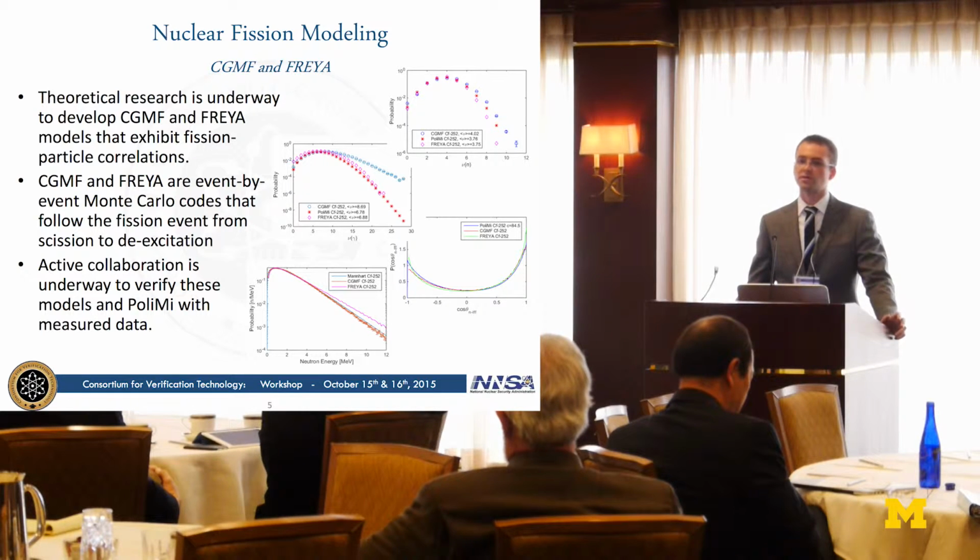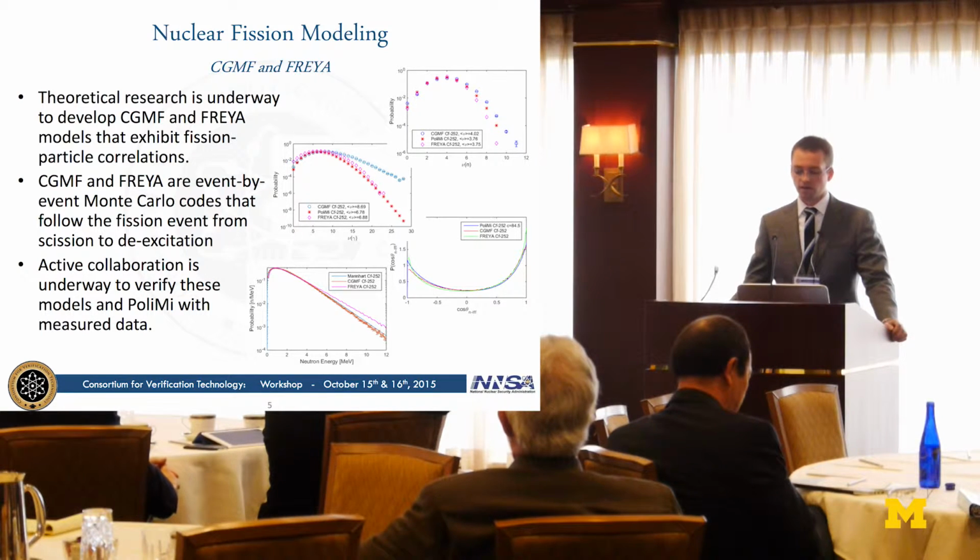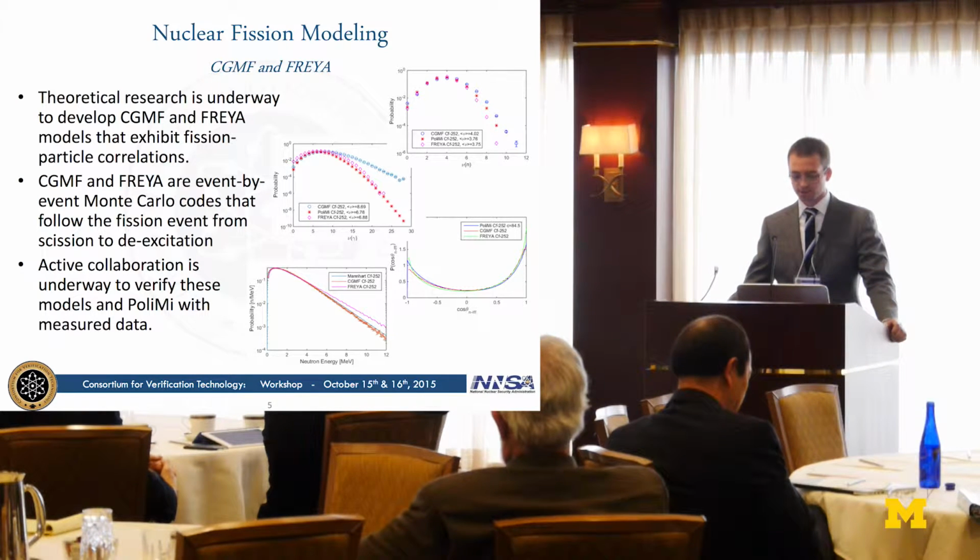So these codes attempt to follow fission in a more physics-based way than current models have. They do not look at averages necessarily, and active collaboration is underway to verify these models with Polimi and with measured data sets. As you can see in the figures, these different codes have very different multiplicity distributions and neutron energy distributions, so that will have to be addressed.